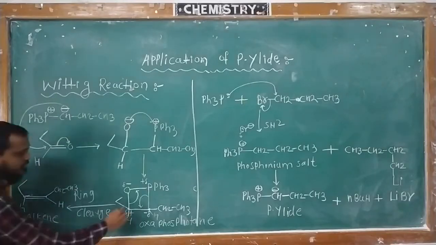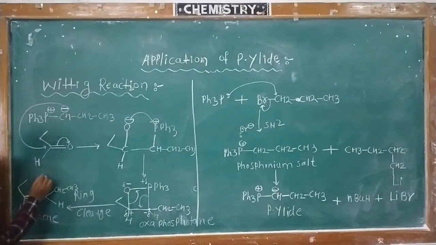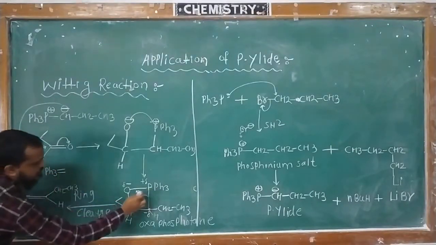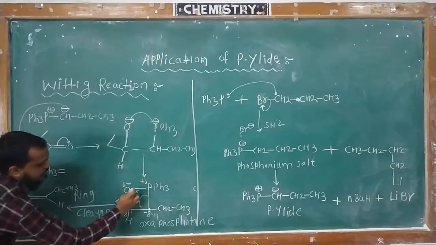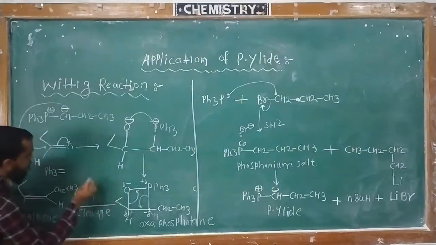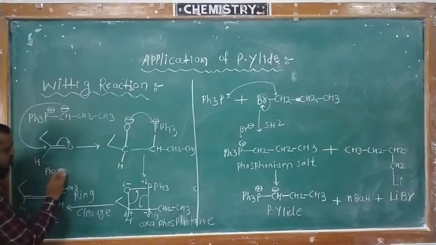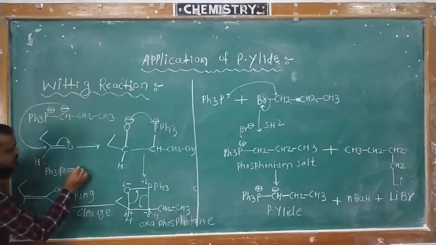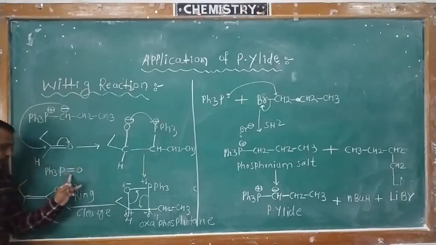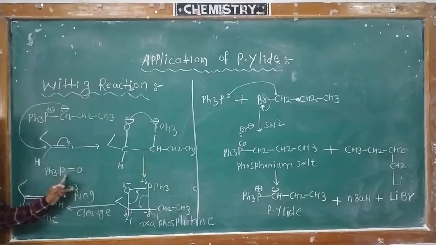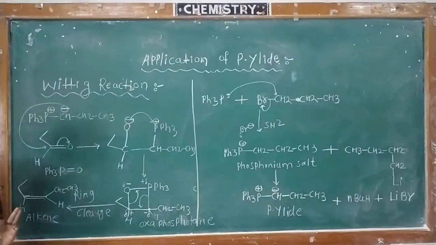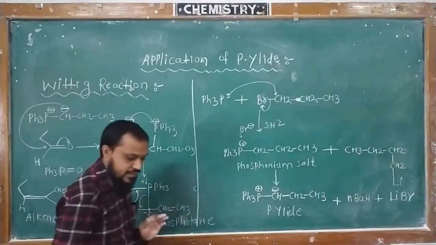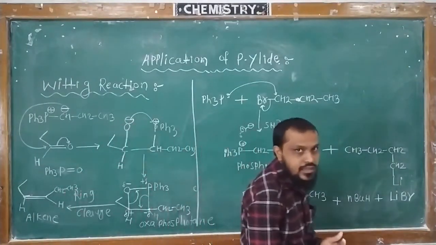And another product is PPh3, and this bond shifted in between oxygen and phosphorus. So here another product is generated, called triphenylphosphine oxide, and this is our alkene.